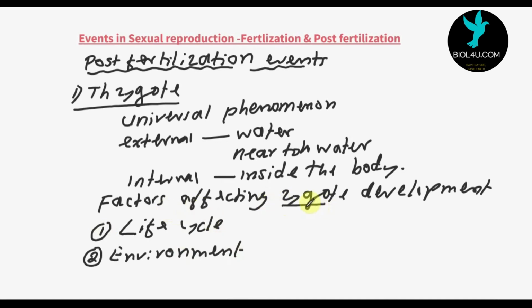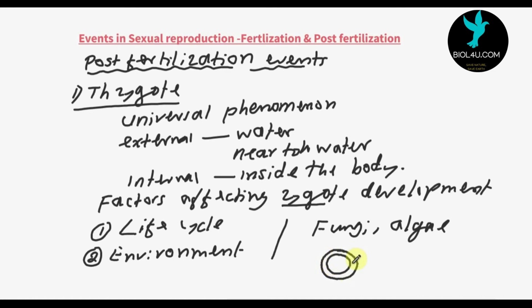If you take some examples like fungi and algae, the zygote develops a thick wall. Suppose this is the zygote, and this zygote develops a thick wall around it.